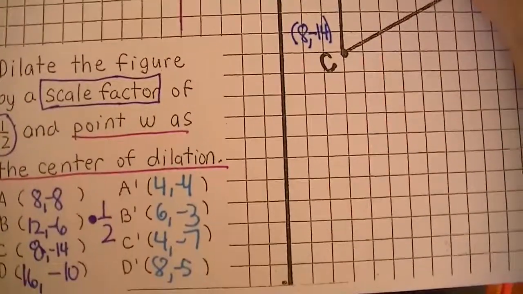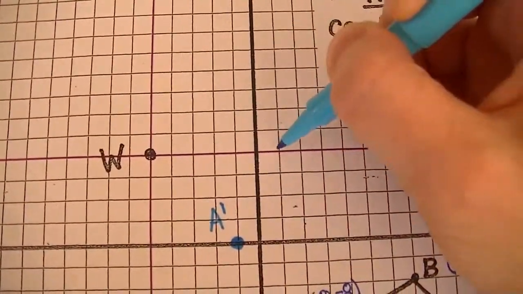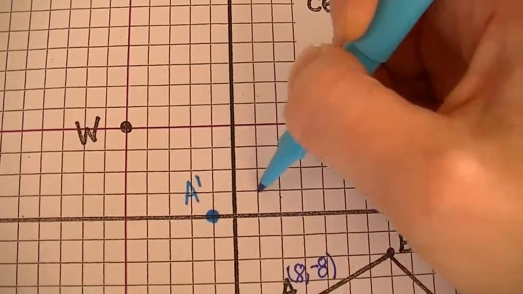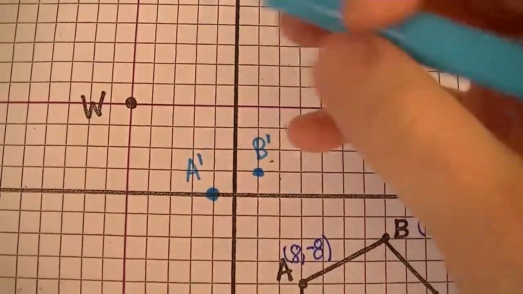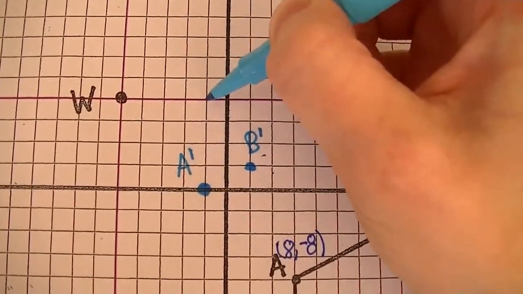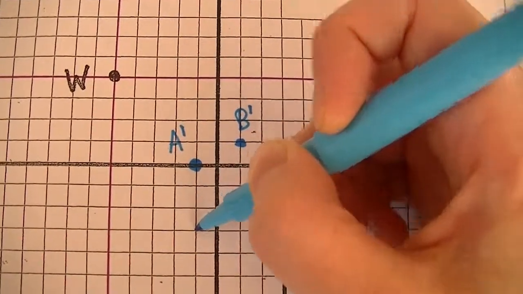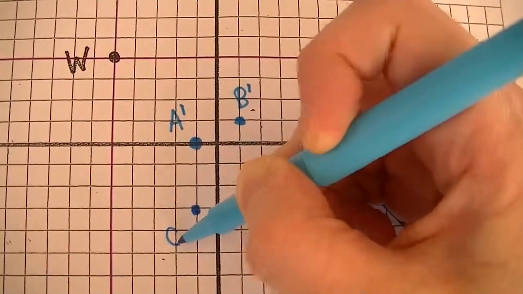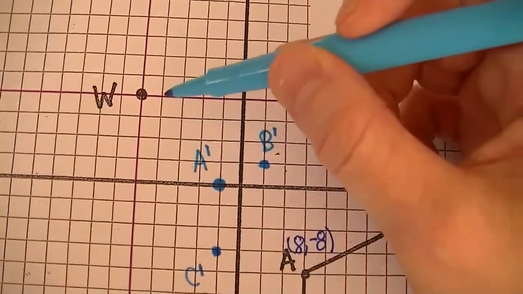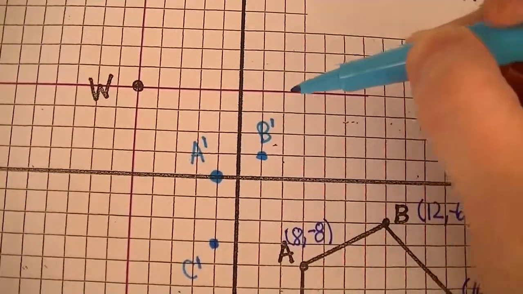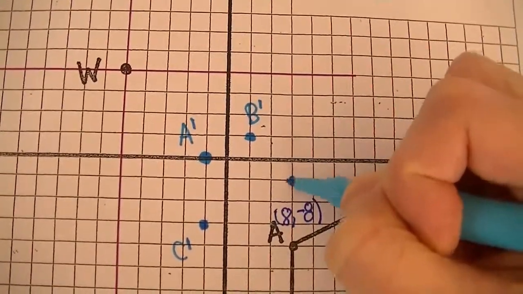B prime is 6, -3. 1, 2, 3, 4, 5, 6. -1, -2, -3. There's B prime. C prime is at 4, -7. 1, 2, 3, 4. -1, -2, -3, -4, -5, -6, -7. That's C prime. And then D prime is at 8, -5. 1, 2, 3, 4, 5, 6, 7, 8. And -5.